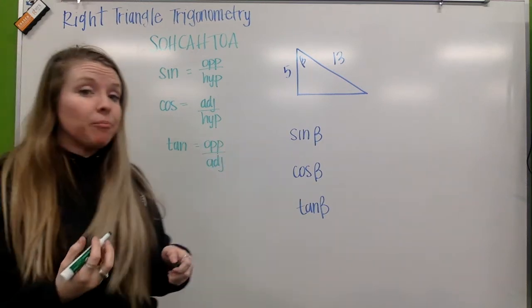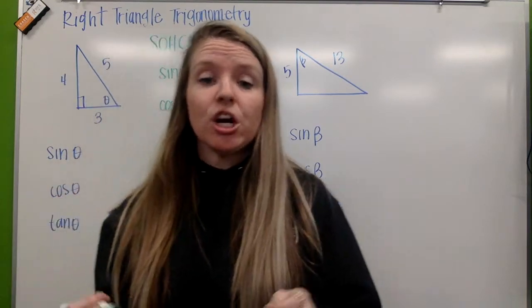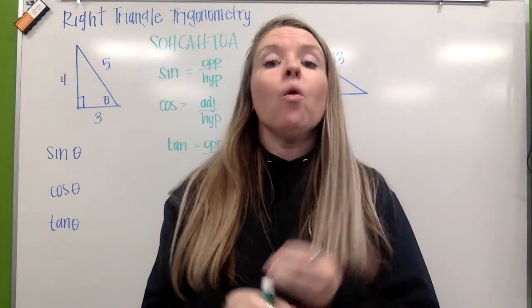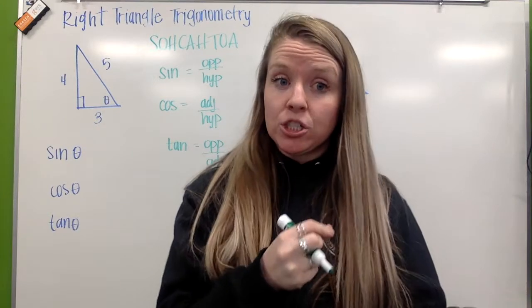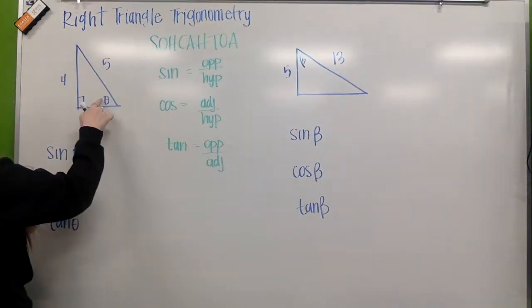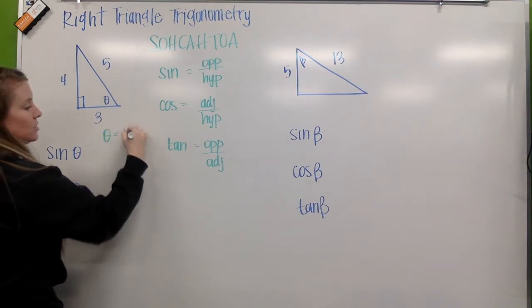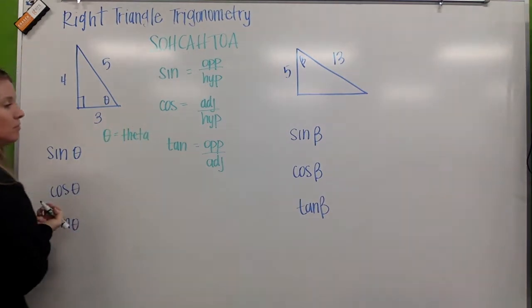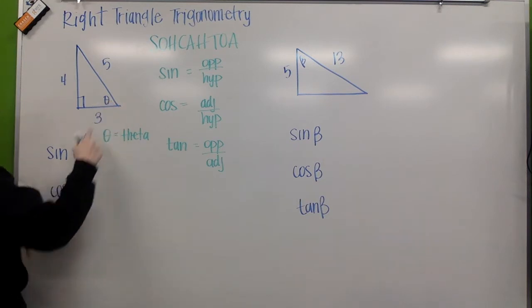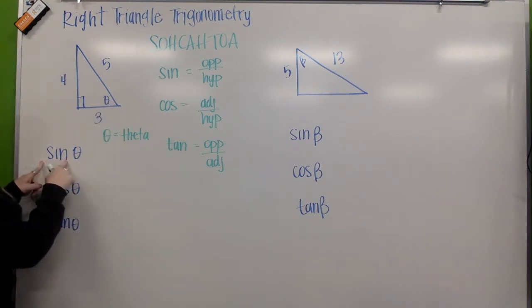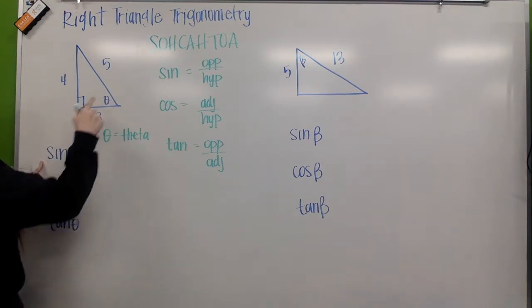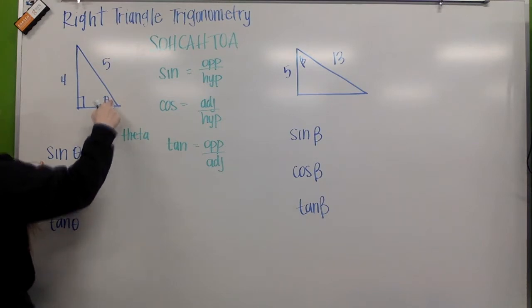So this was the setup. All this is the ratio of those two sides. Well, how do we know which side is which? That's why we have an angle. This variable here is called theta. Okay? So my angle I'm saying is theta. So that's why this says sine of theta. Theta is the angle I'm looking at.